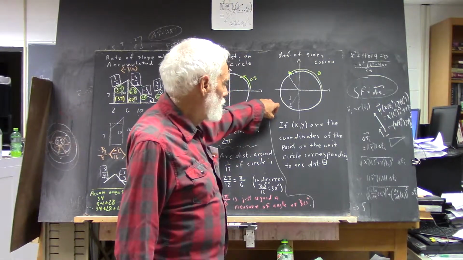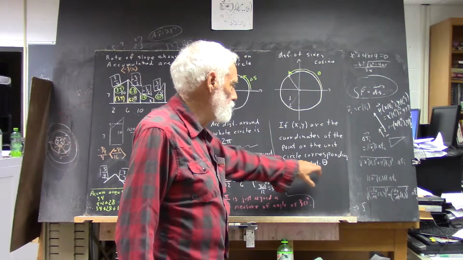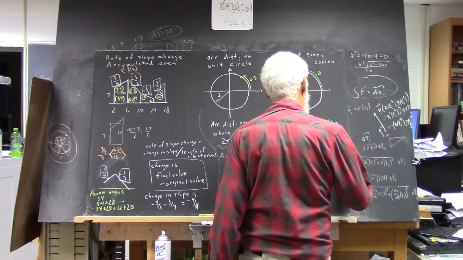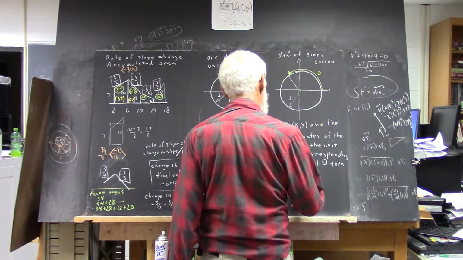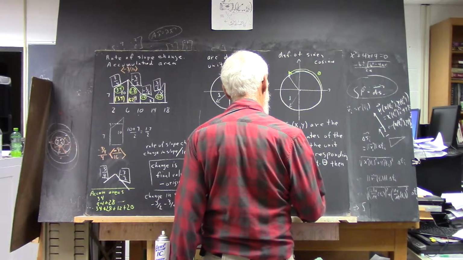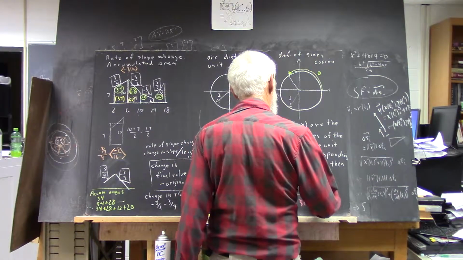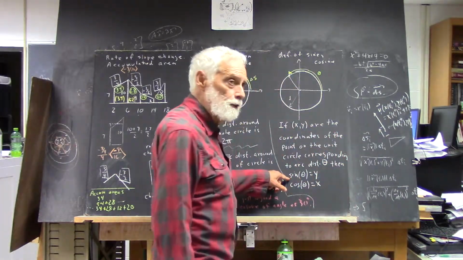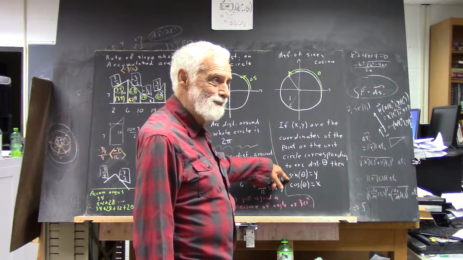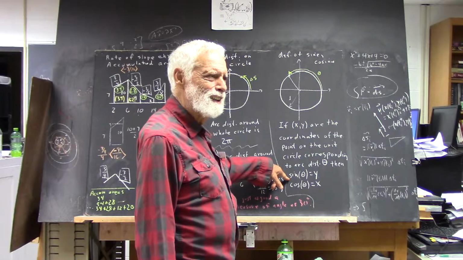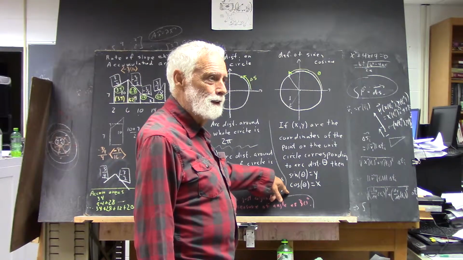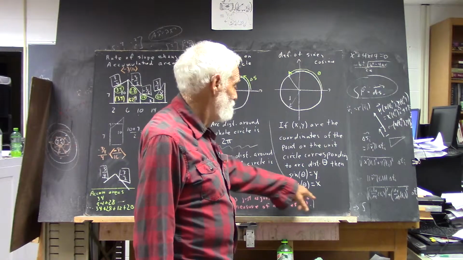Okay, so if x and y are the coordinates of the point in the unit circle corresponding to arc distance theta, then the sine of theta is y. Sine is spelled S-I-N-E. It doesn't mean evil things. And cosine, C-O-S-I-N-E. Okay?